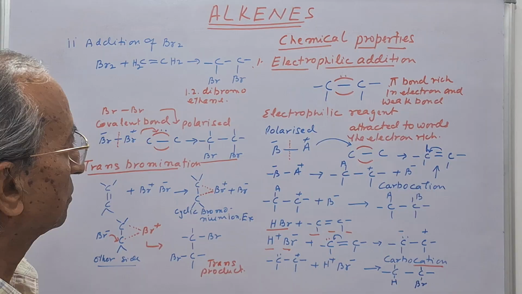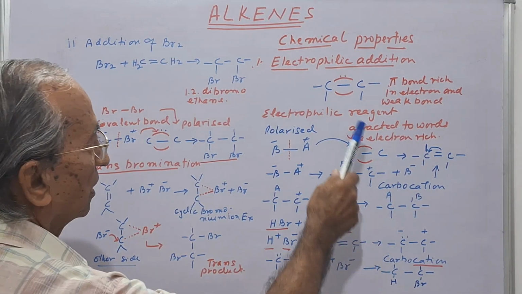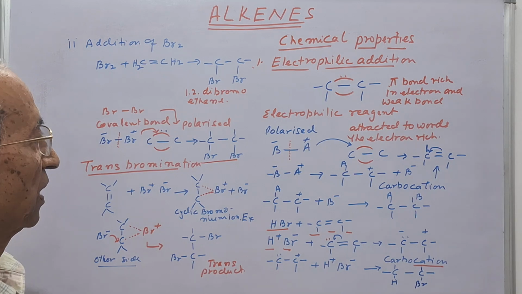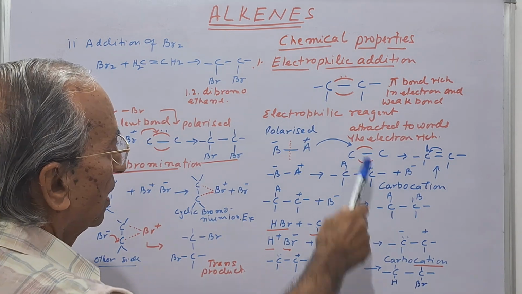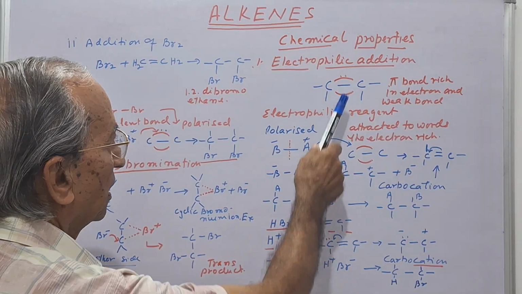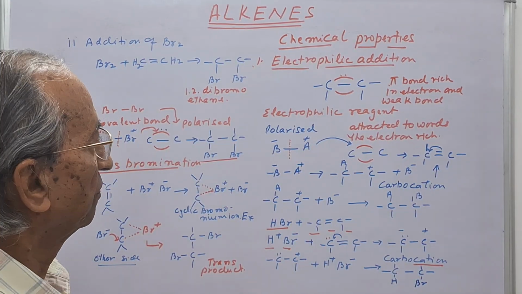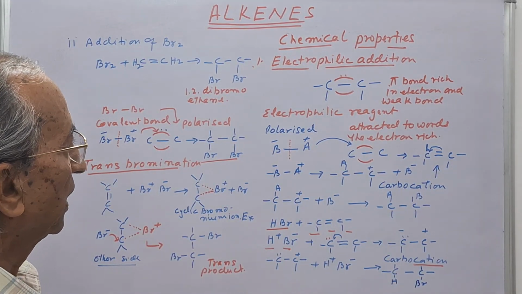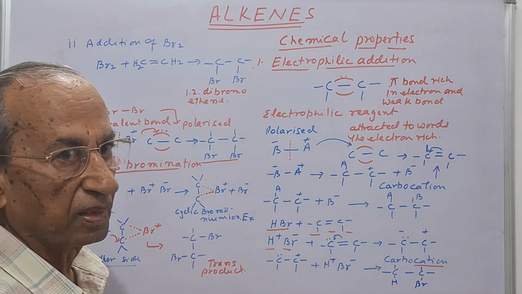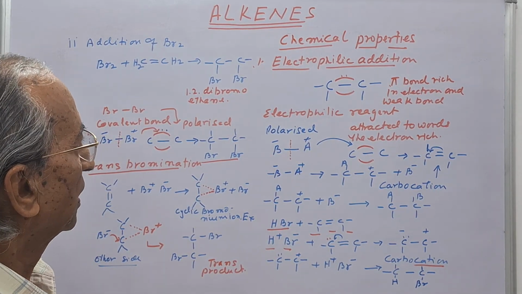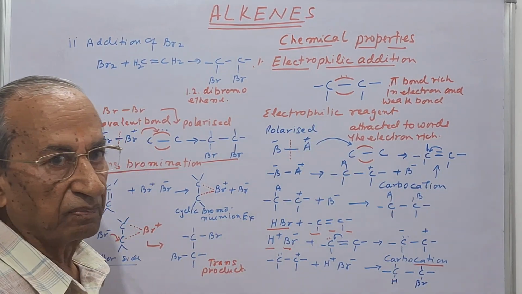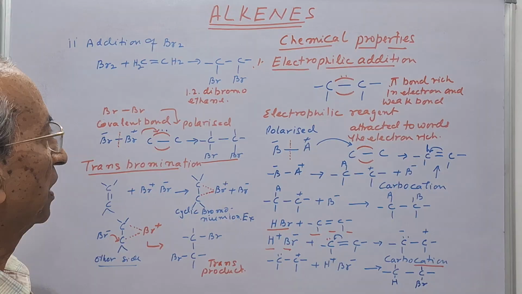You know that carbon-carbon having double bond, in which one is sigma bond and the other is pi bond. And you know pi bond is a weak bond. That's why alkenes are more reactive as compared to the alkanes.